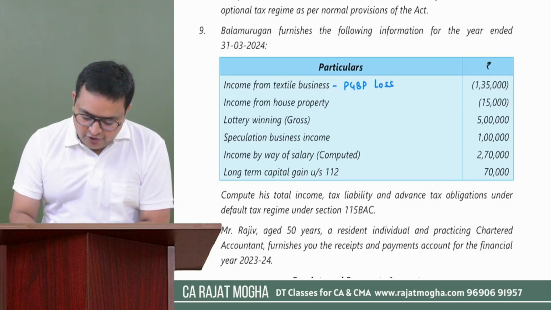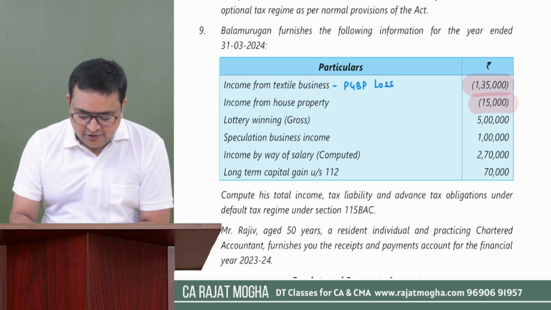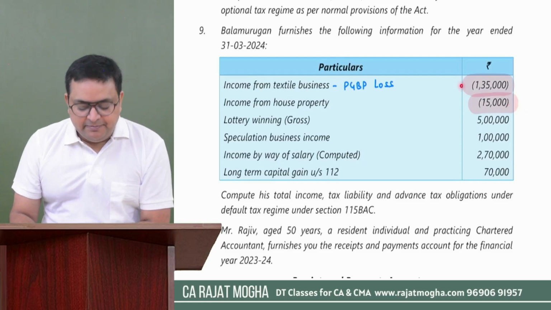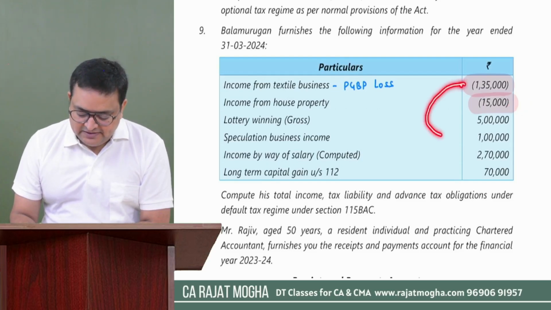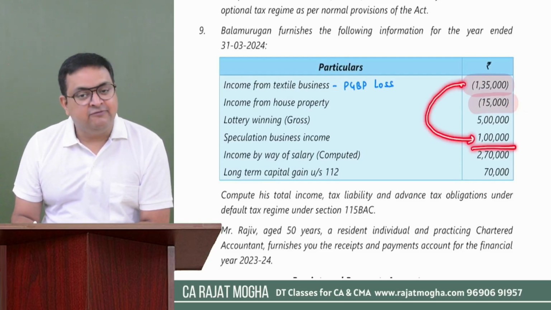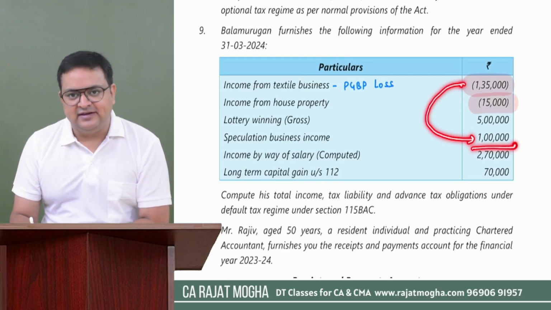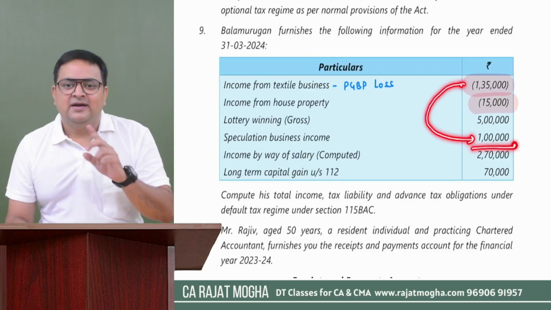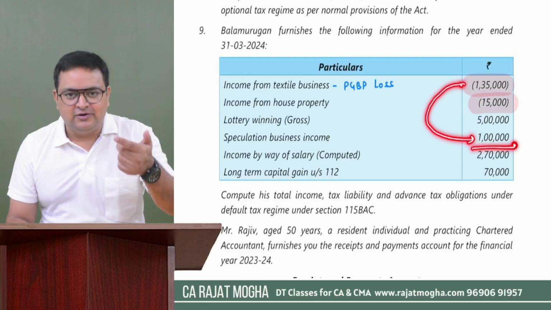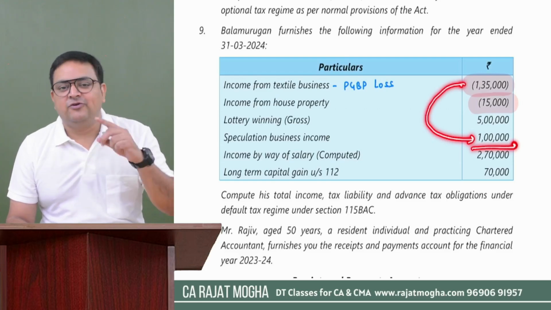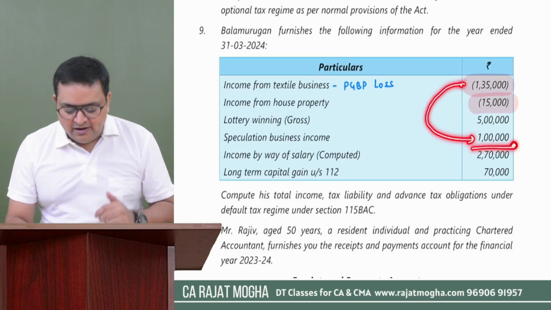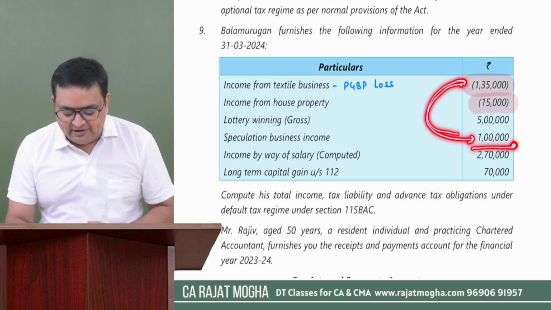Okay, so we have a loss in PGBP and we have a loss in house property. House property loss cannot be set off from other heads, so we have to carry it forward. PGBP loss can be set off first from PGBP income. Is it speculative? Can we set it off from speculative? The answer is yes. But if it were the reverse case, speculative loss cannot be set off from normal business. It can be set off only from speculative profits. But here, normal, non-speculative loss can be set off from here.